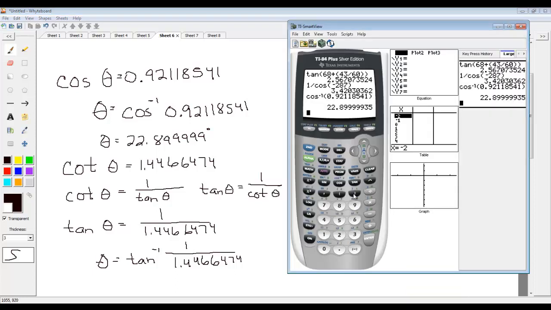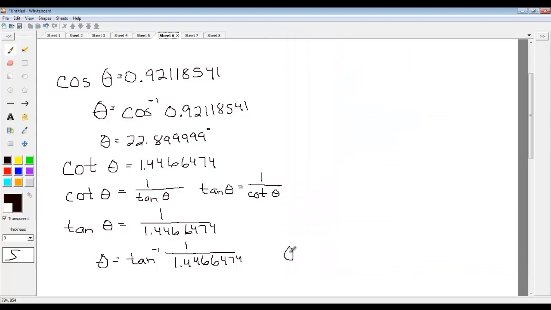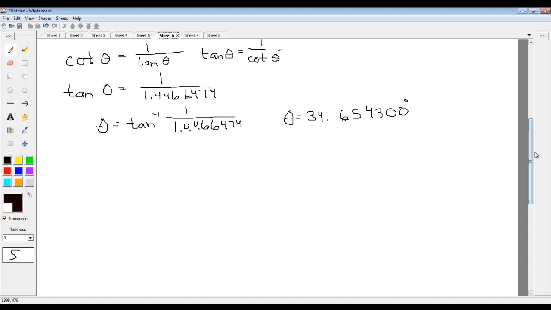So let's pull up the calculator. Let's do inverse tangent of 1 divided by 1.44666474. Enter. And then there's your answer. So you're getting that theta is around 34.654300 roughly degrees, depending on how they ask you to round. But that's what inverse means.